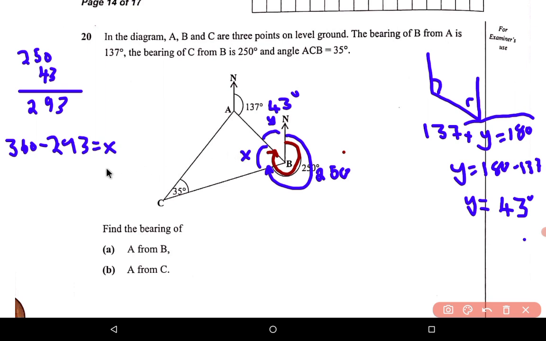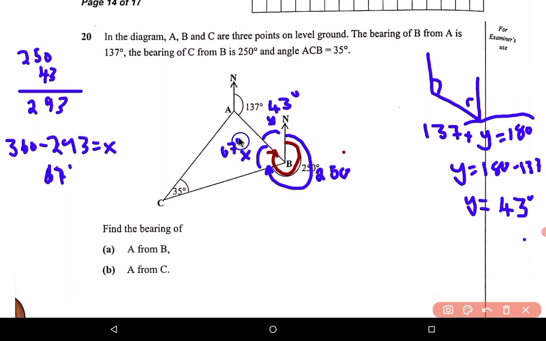So you want to find x. We are just going to get 67 for this one. We are not yet done. So we found x. So here is 67 now.